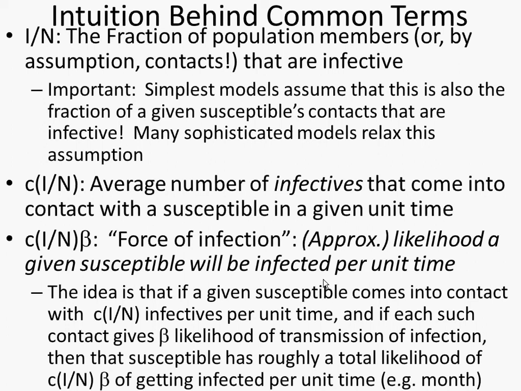Suppose N is the total population. Here it would be susceptible plus infected plus recovered. But in general, if we have a population N, I over N, what does that represent? What does I over N represent?